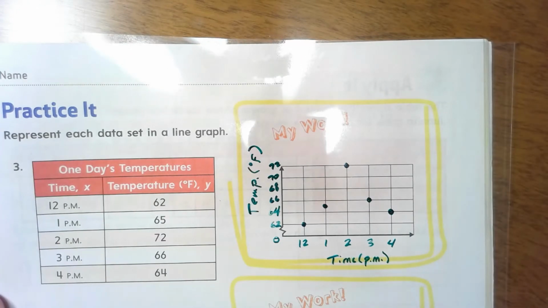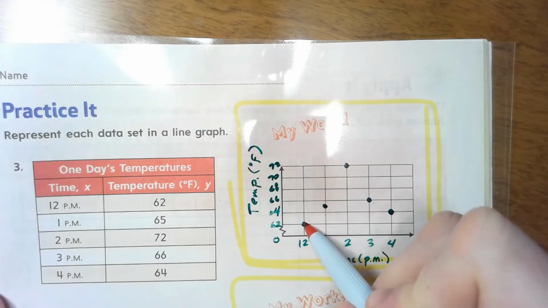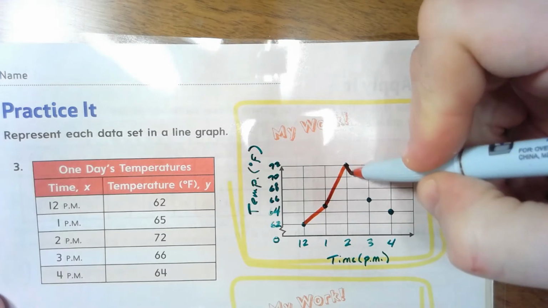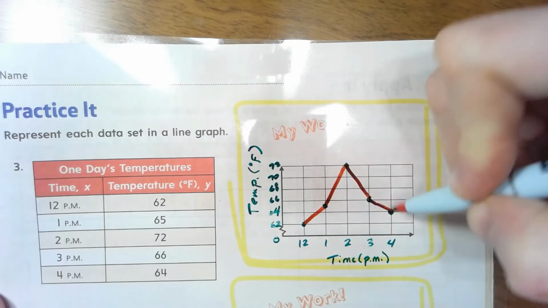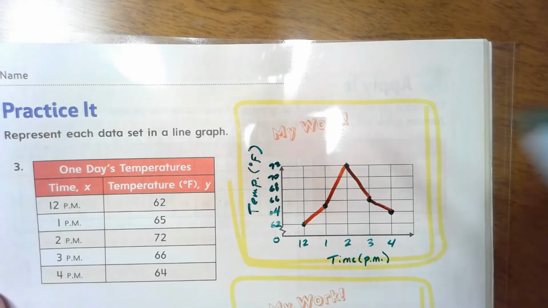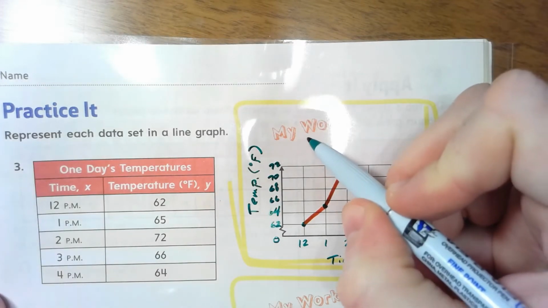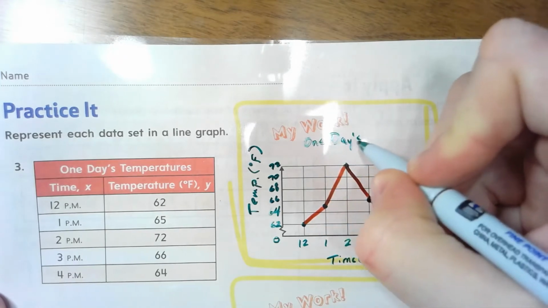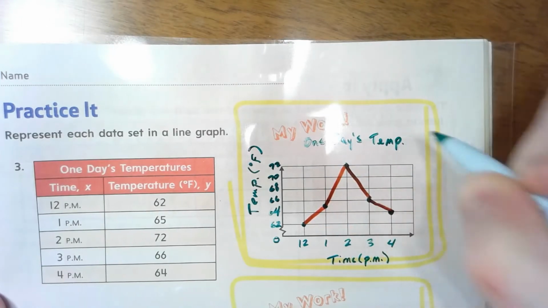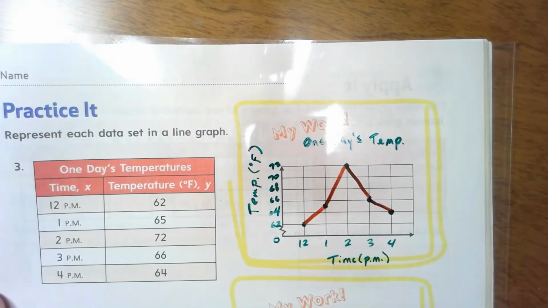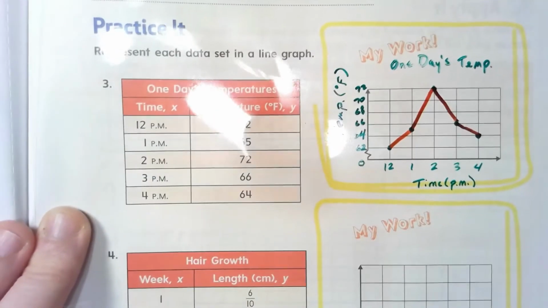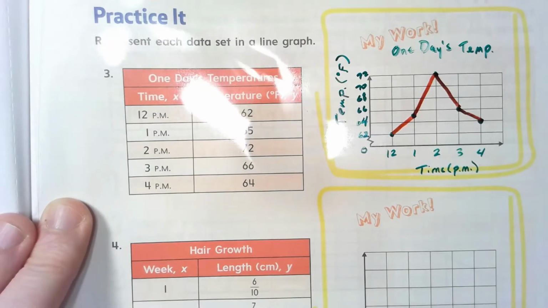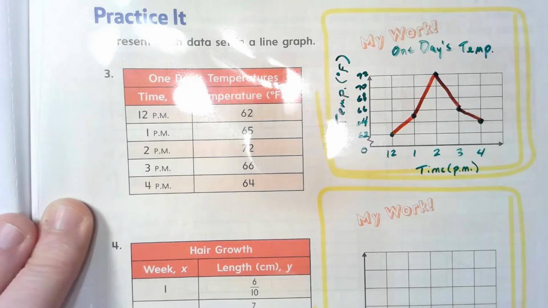What I want to do once I've plotted my data is connect the dots. You'll want to use a straight edge to do this, even though I'm not right here. And then lastly, we'll want to give it a title, and this is one day's temperatures. So here's my graph, 1 day's temperatures. And now I want to try to interpret this graph. So look at what's happening in this graph.